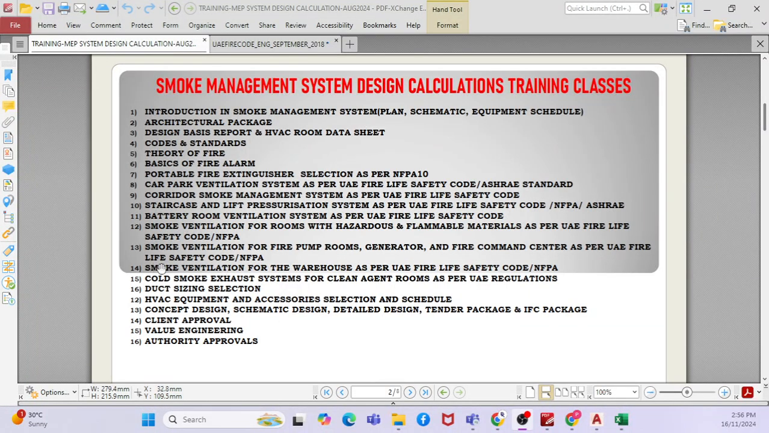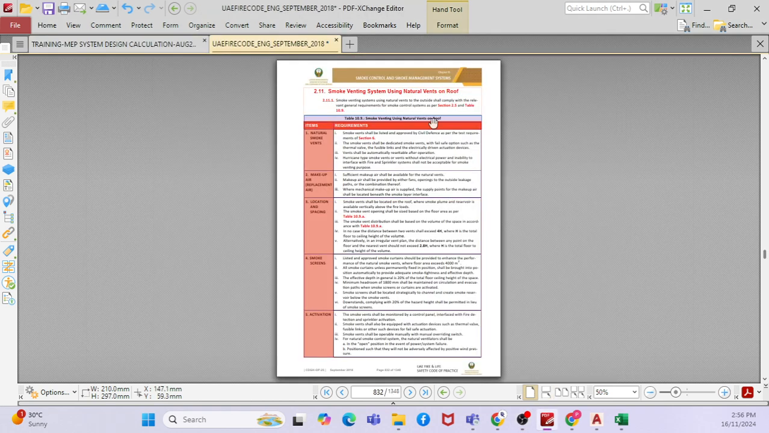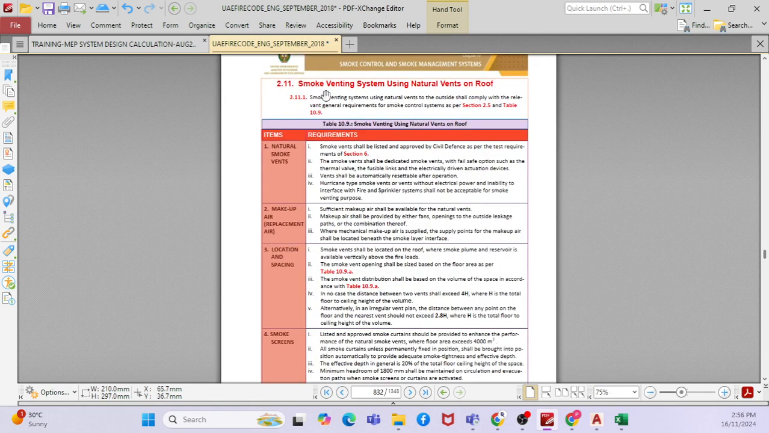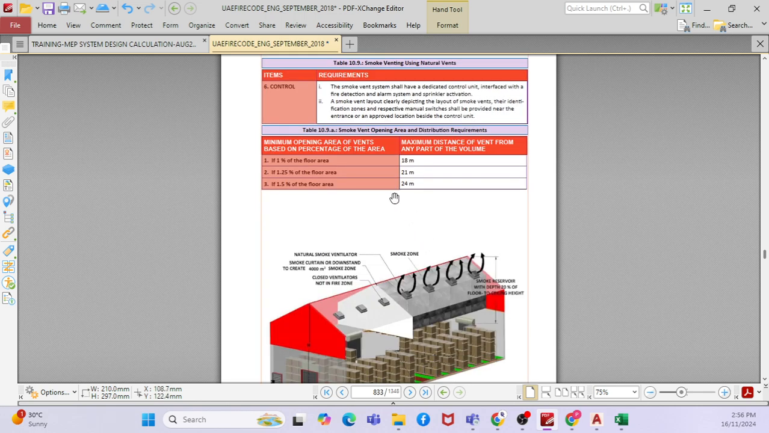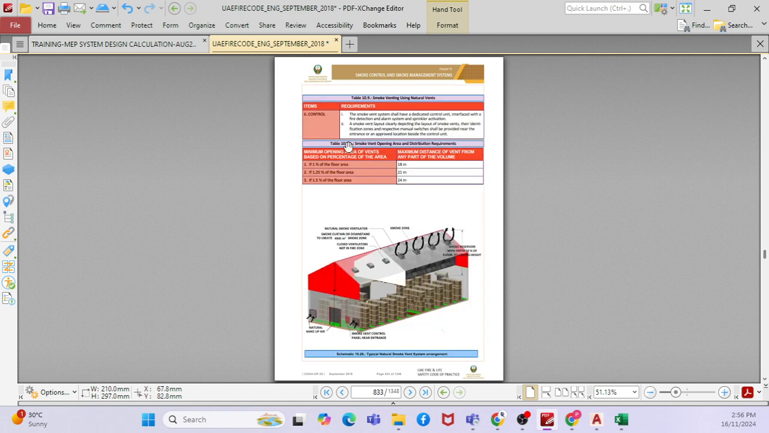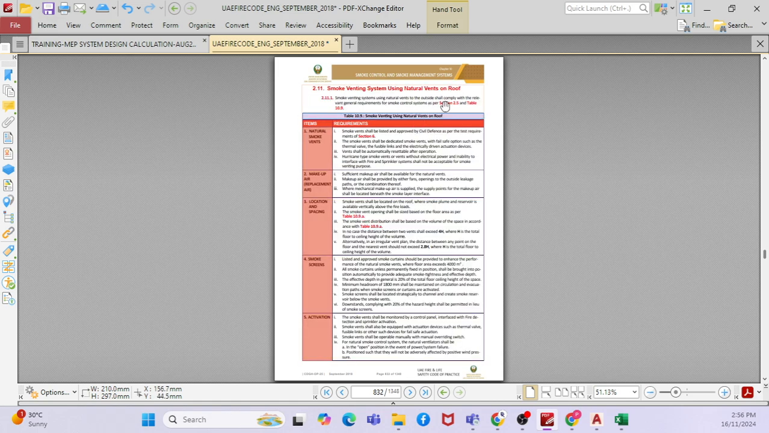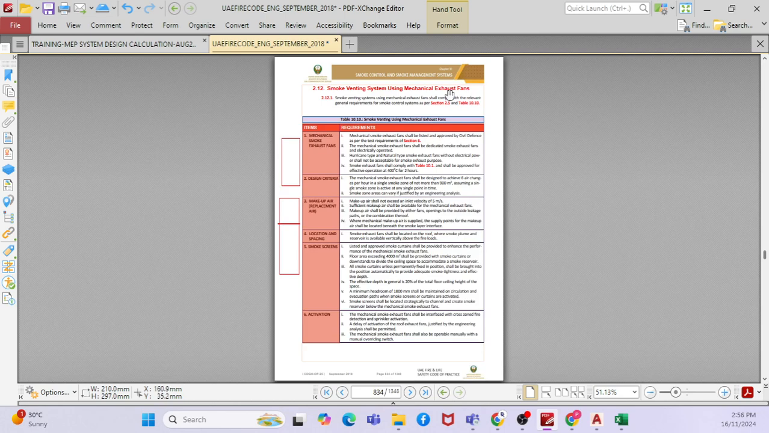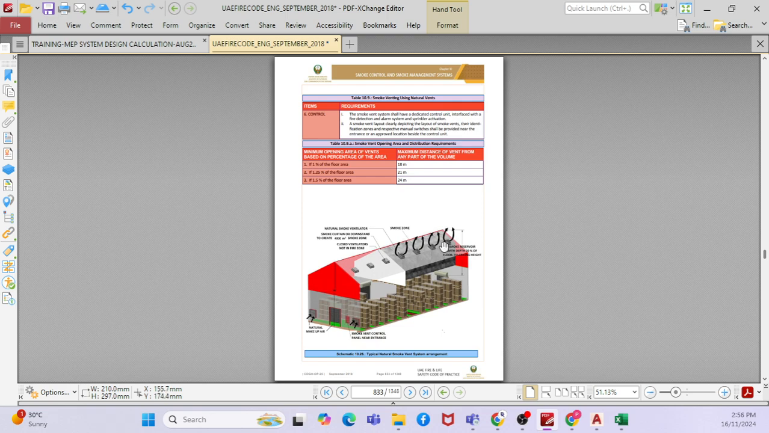We will now discuss smoke ventilation for warehouses. As per the local code standards, there is a separate code for the smoke venting system using natural vents on the roof, or by means of mechanical exhaust fans. There are two systems available: one is natural and one uses mechanical exhaust fans. This is basically for warehouses.